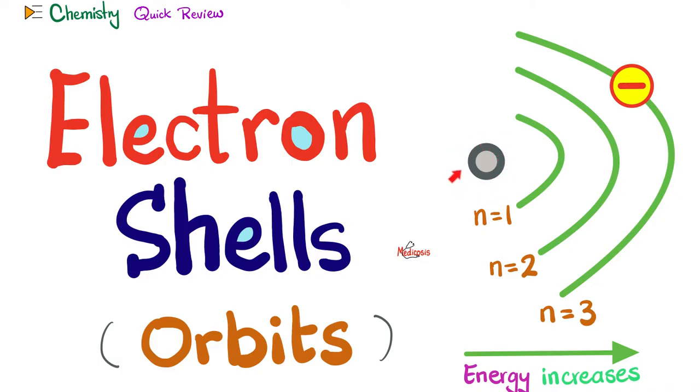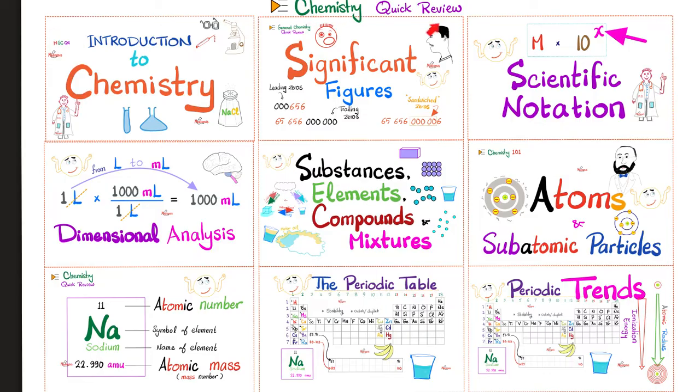Suppose that this is my sodium atom. We have a nucleus in the middle surrounded by electrons. These are called electron shells or orbits. Here's the first, the second, and the third orbit or third shell. Please watch the videos in this chemistry quick review playlist in order.